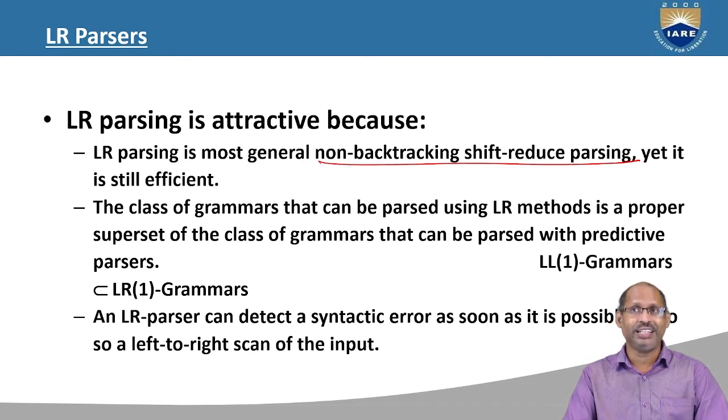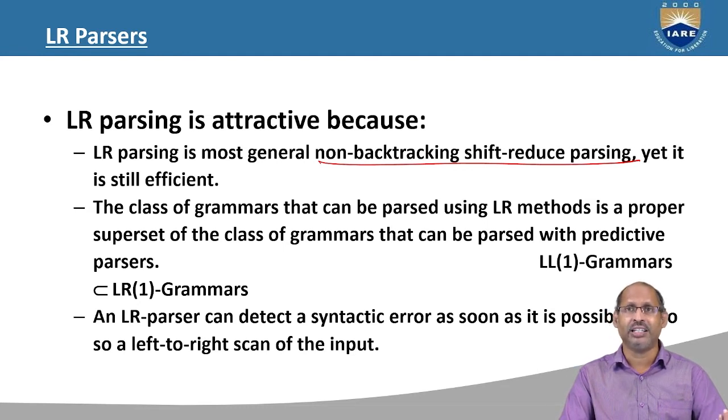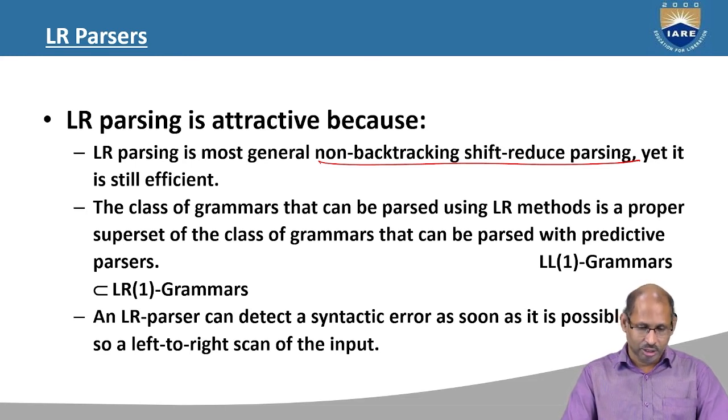Here, backtracking means that when you select a production for the derivation, it does not result properly, so you go back and select alternative productions. That selecting, applying, going back and replacing the production with another alternative production, that backtracking is avoided in LR parsing methods.